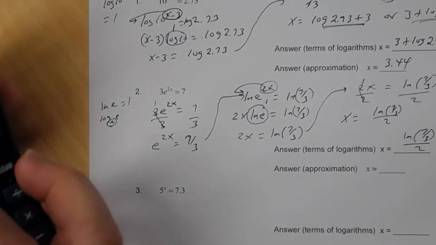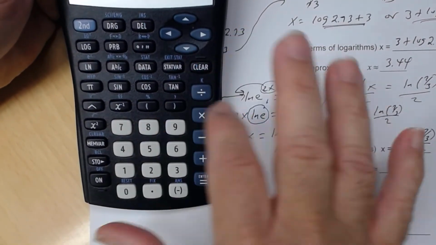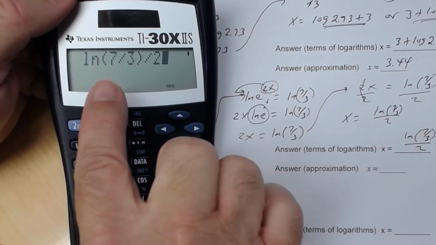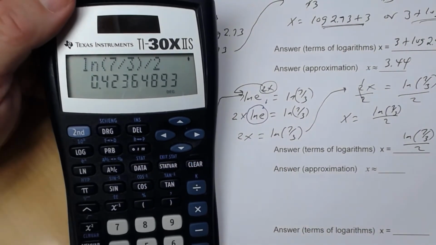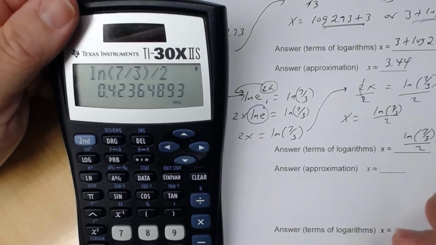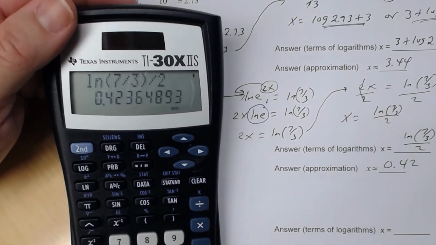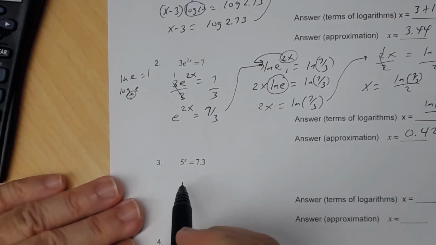Now the approximation, you would say natural log 7 divided by 3, close the parentheses, then divide by 2. Looks like the natural log of 7 divided by 3, close the parentheses, divide by 2, and then press equal. And so that is approximately equal to 0.42. So 0.42.